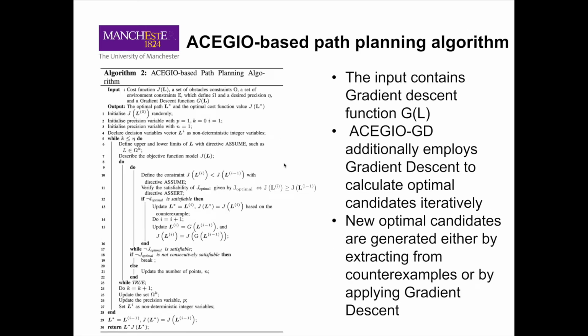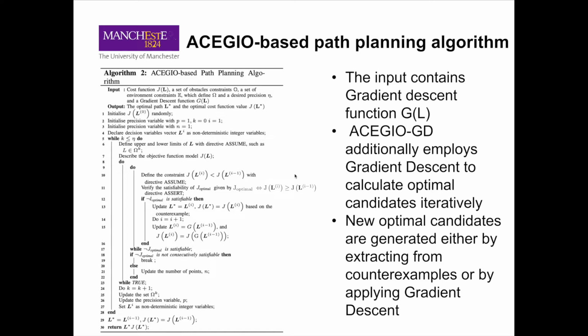Now let me introduce the ACGL-based path planning algorithm. It is quite similar to the CGL-based path planning algorithm, but it takes an additional input, that is the gradient descent function GL. ACGL additionally employs gradient descent to calculate optimal candidates iteratively.